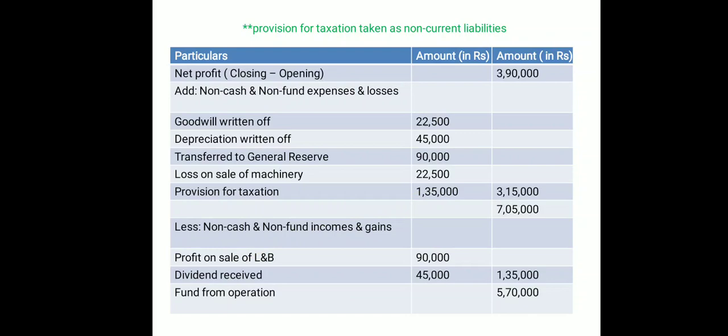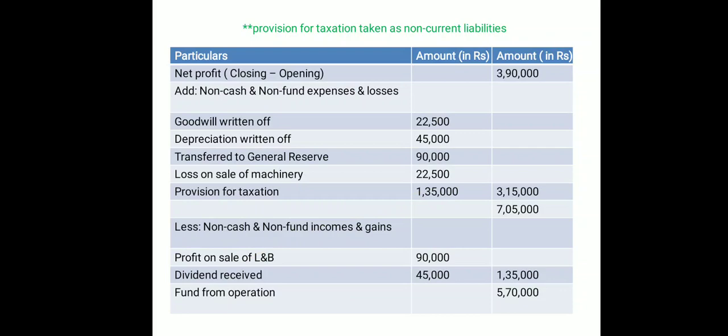Now in this we have to deduct non-cash and non-fund incomes and gains. Income and gains, no change. Profit on sale of land and building, non-fund or non-operating. Dividend received, non-fund or non-operating. So again 90,000 plus 45,000, total is going to be 1,35,000. And 7,05,000 minus 1,35,000, we are going to get the fund from operation 5,70,000.